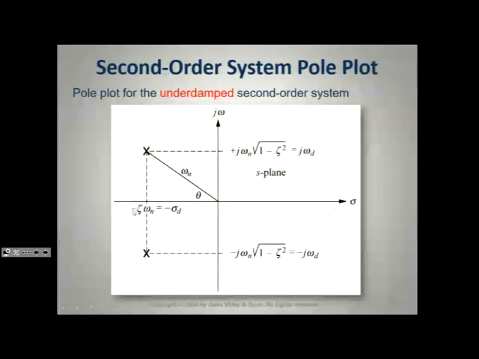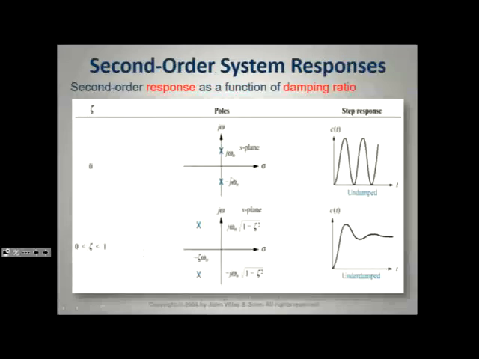But this is the real part of the pole, obviously on your real axis, and this is the imaginary part on your imaginary axis. I don't know why they put omega n there. I don't know if that's that meaningful. Let's skip along to a different one.